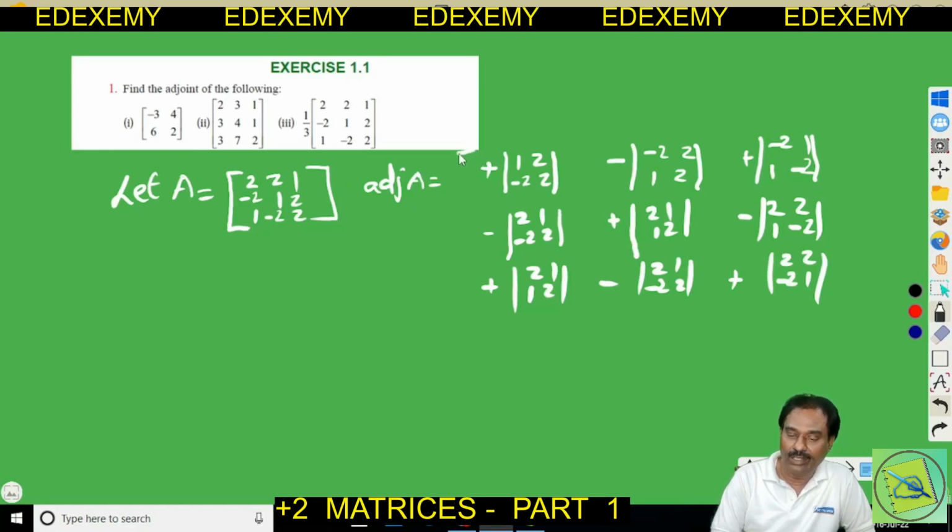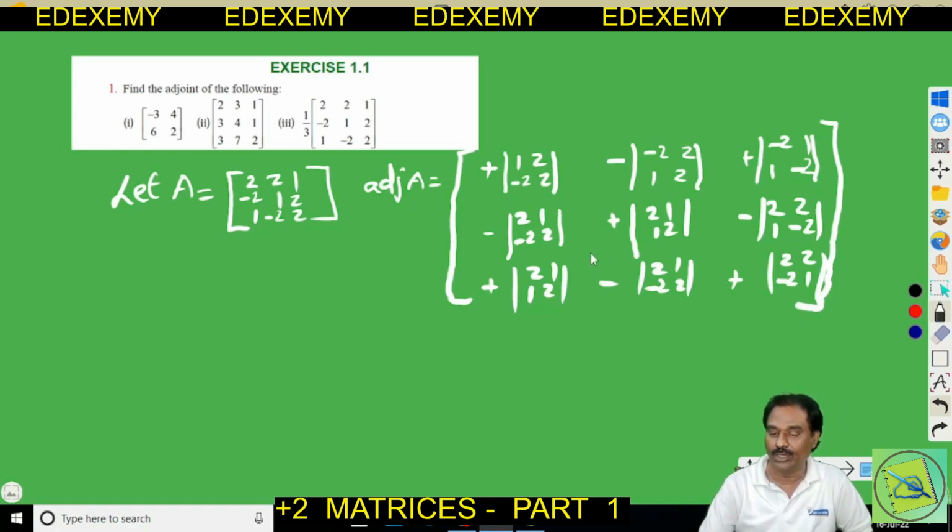Okay, like this. Now, you put the determinant square bracket here for the whole thing. And don't forget to put the transpose T at the top. It is very, very important. So the transpose of the cofactor matrix will give you the adjoint of A.